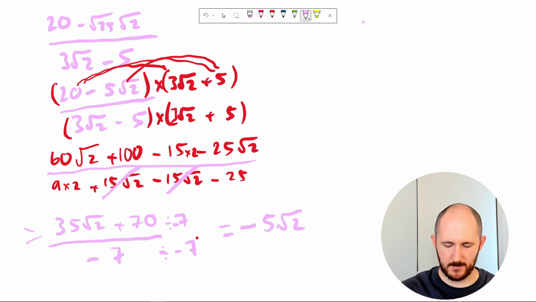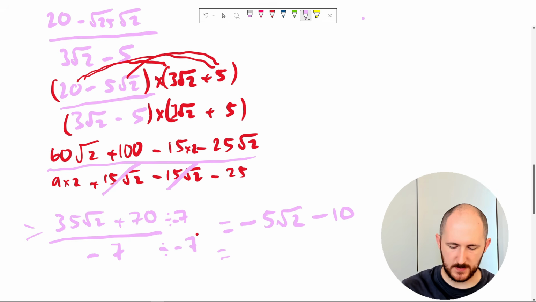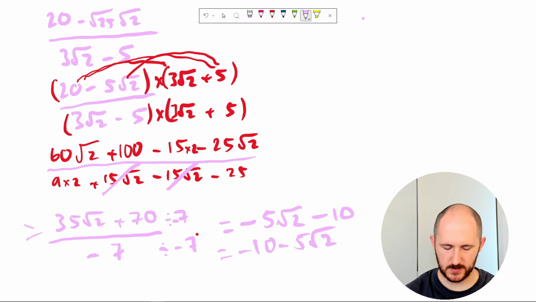Then 70 divided by minus 7, again, different signs, and that'd be 10. And technically, it should be minus 10 minus 5 square root 2 as your final answer for that one. Cool. Let's move on to the next one.